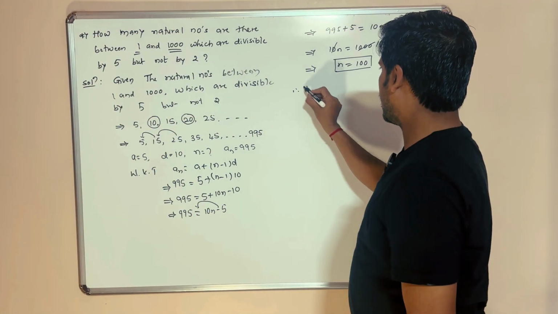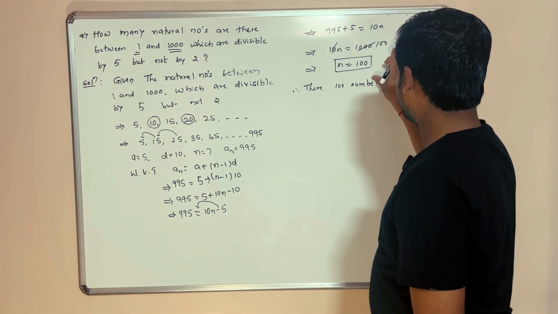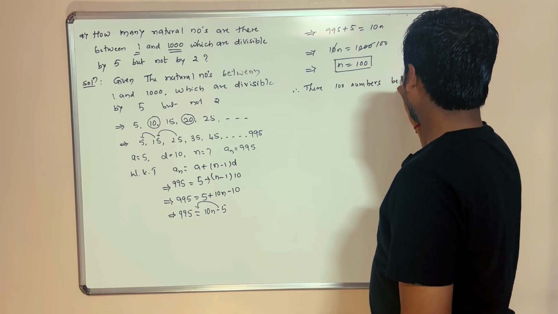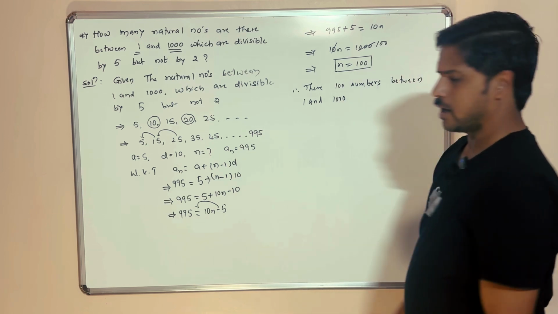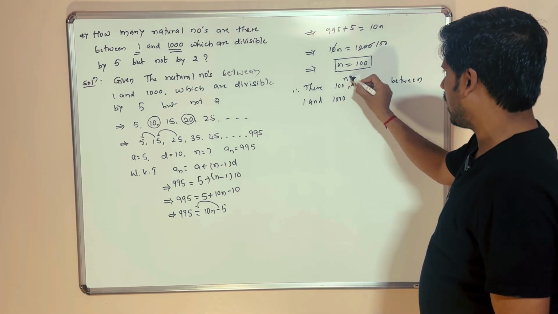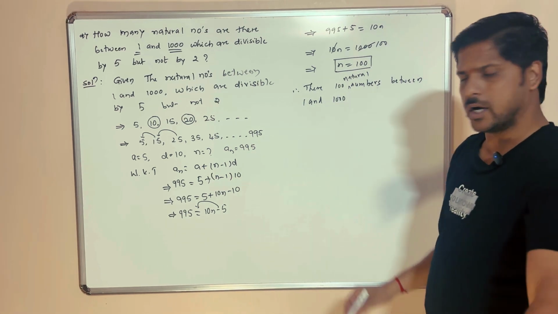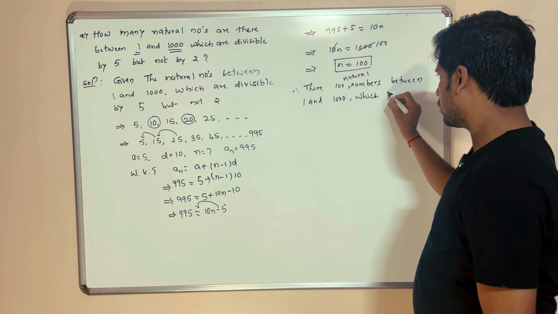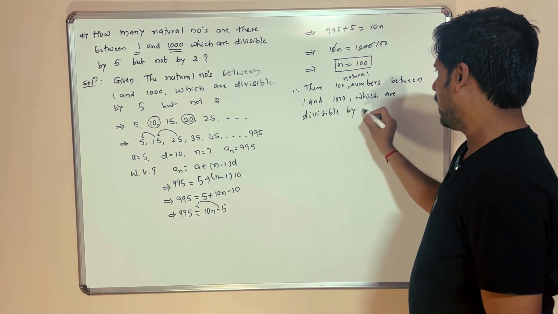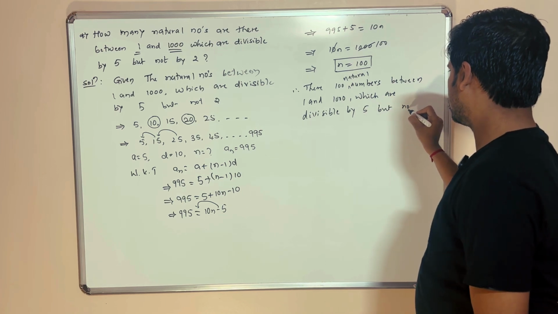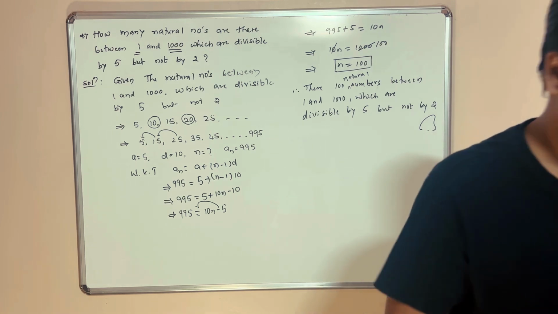So therefore there are 100 natural numbers between 1 and 1000 which are divisible by 5 but not by 2, which is the required solution. Note it down.